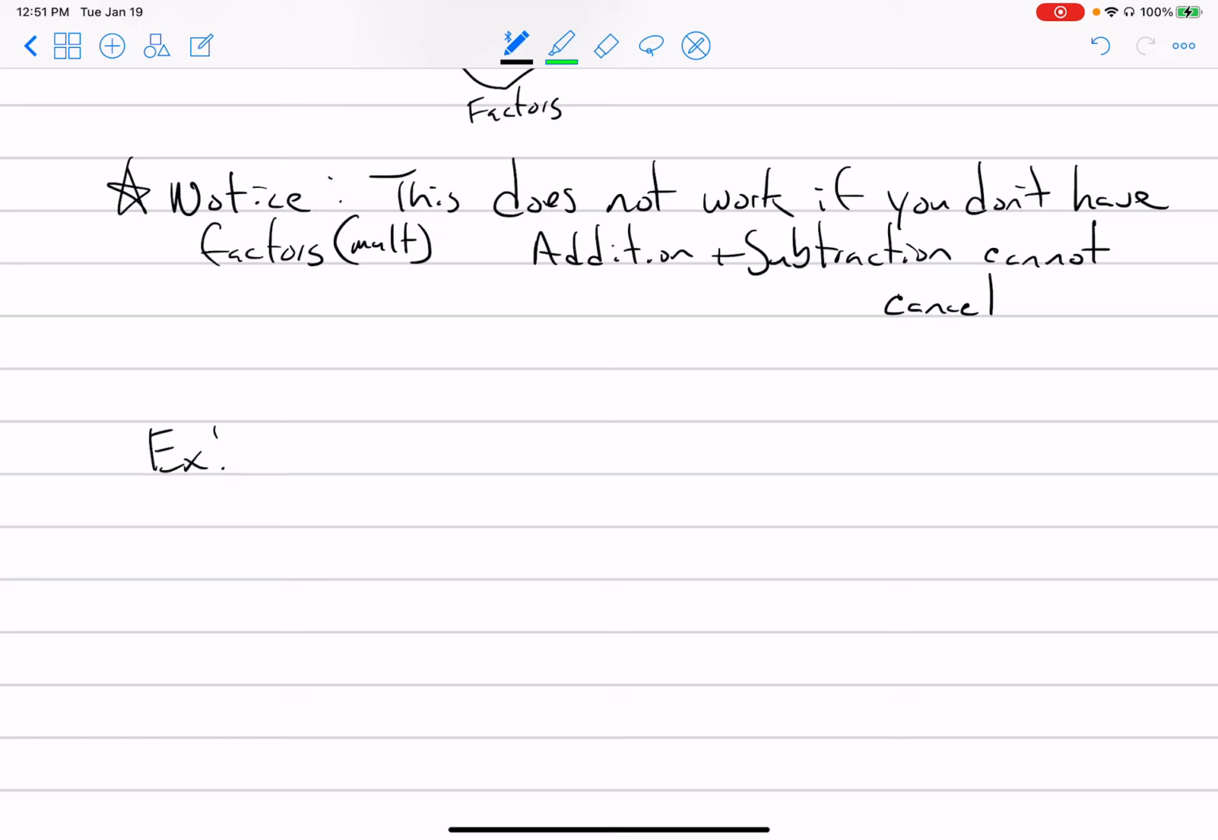So let's take an example and look at why. Let's start with, what if I had 7 minus 2 over 2? Now, I should know right now, I can't cancel this. I think, well, why can't I cancel it? Well, because it has subtraction. But let's talk mathematically why. Let's see what happens. What is 7 minus 2? It's 5. So 7 minus 2 is 5. This should be equal to 5 over 2.